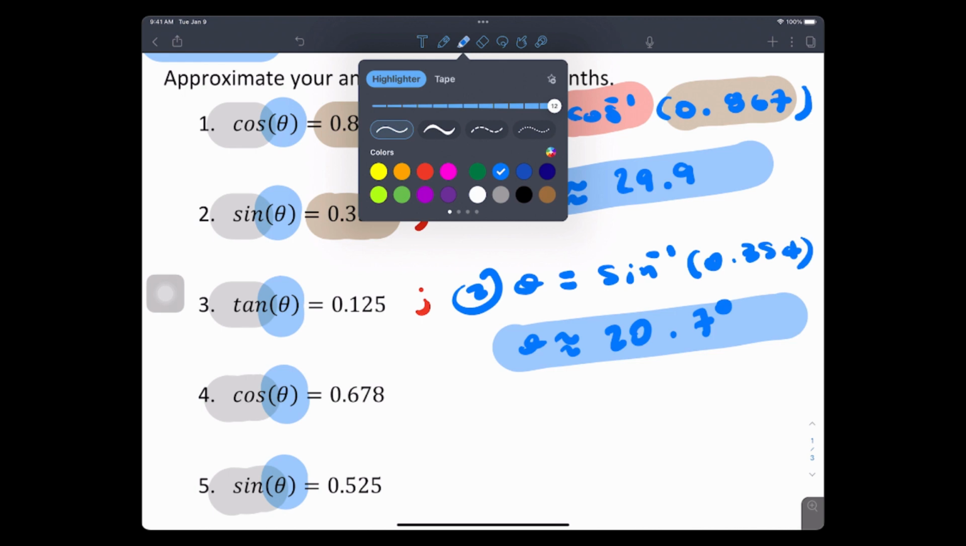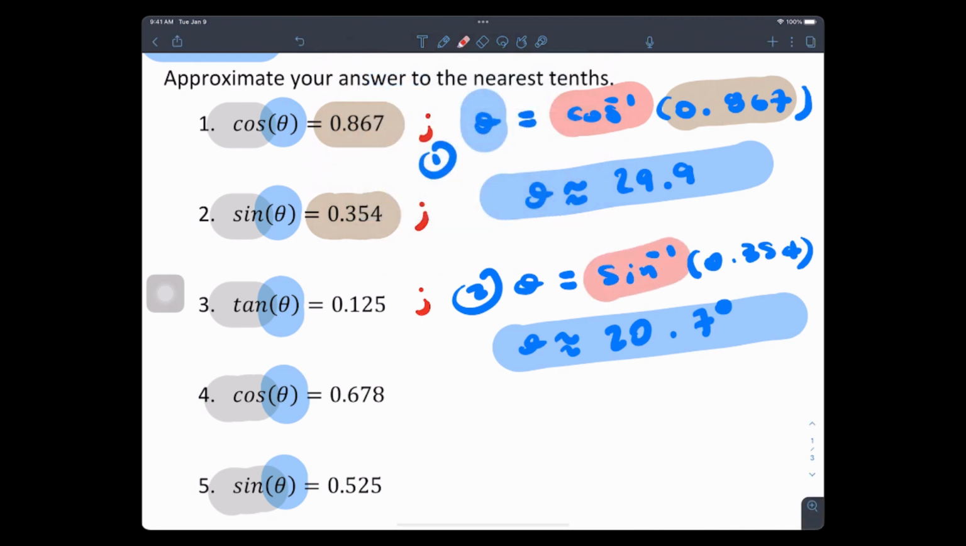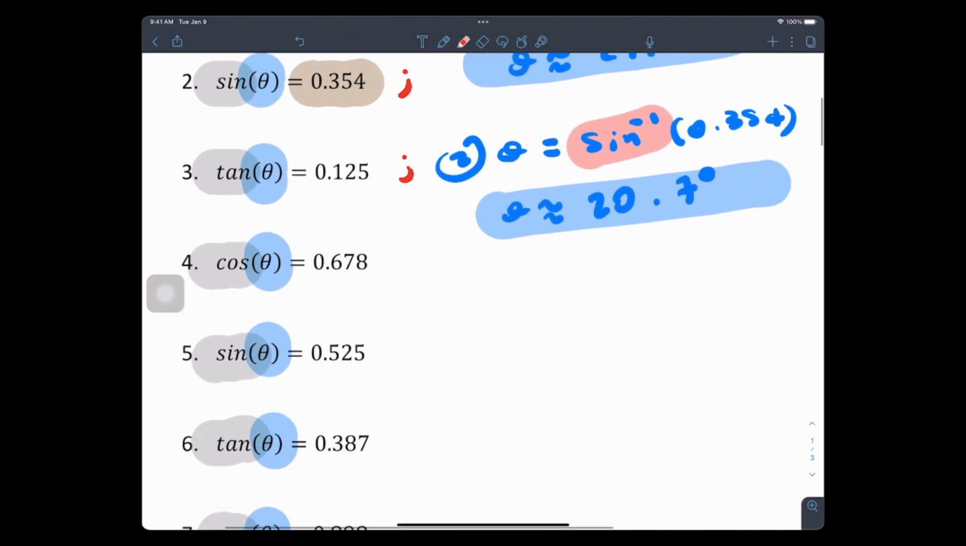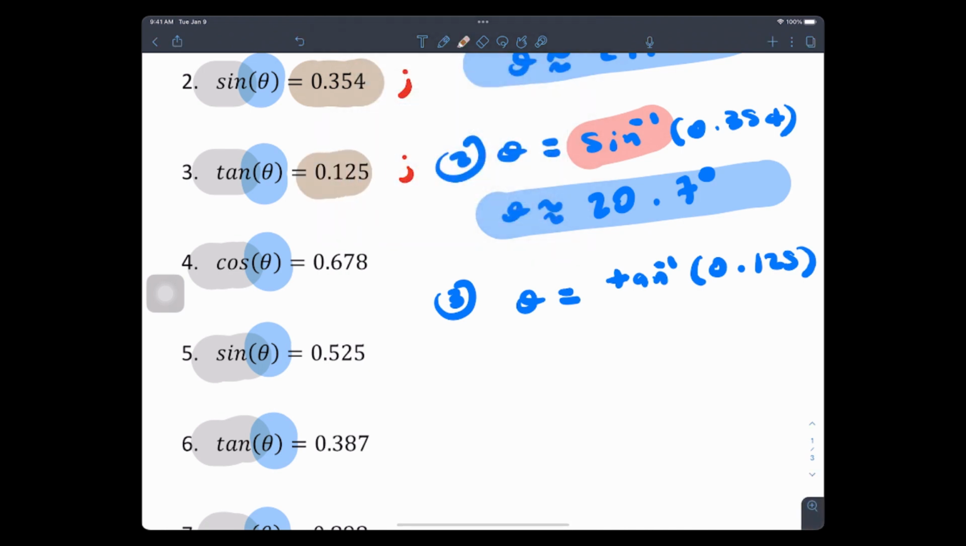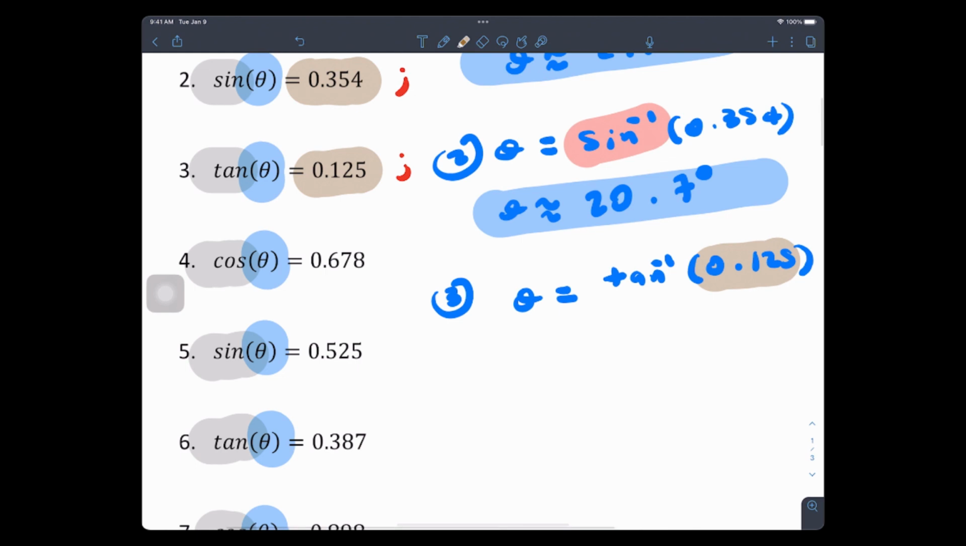Okay, so now you're going to use, again, the inverse function. So number 3, which one do you use for number 3? The inverse tangent. Okay, inverse tangent, and the decimal is 0.125. So that's the number that goes in here. Again, you're using inverse tangent to get the angle theta. And this is an exercise in using the calculator.